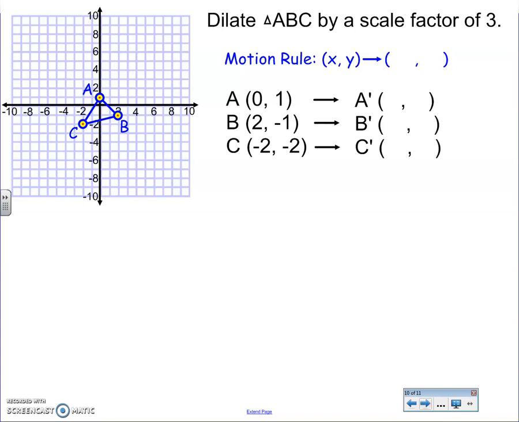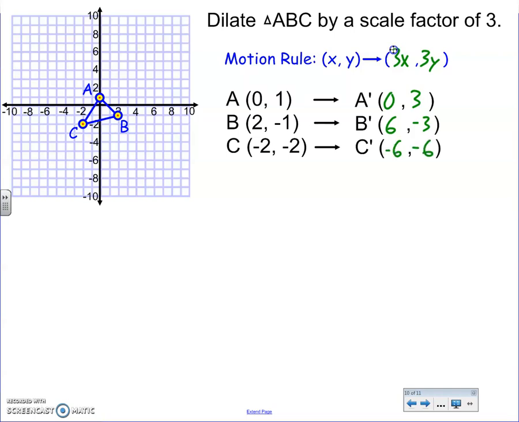Dilate triangle ABC, so it's not a line segment anymore, by scale factor of 3. If it's scale factor 3, that means multiply each thing by 3. So 3 times x, 3 times y. A was at 0, 1. 0 times 3 is 0. 1 times 3 is 3. B is at 2, -1. 2 times 3 is 6. -1 times 3 is -3. -2 times 3 is -6. And -2 times 3 is -6.